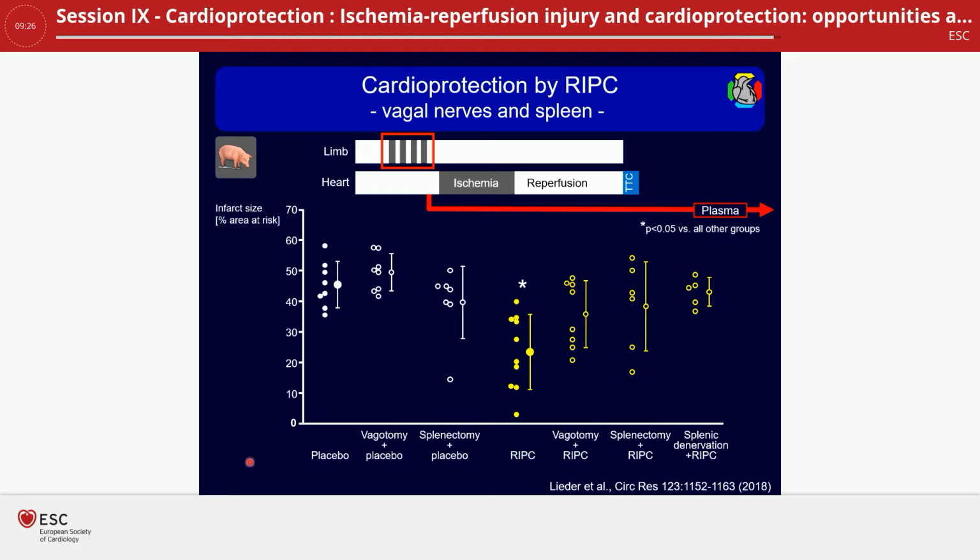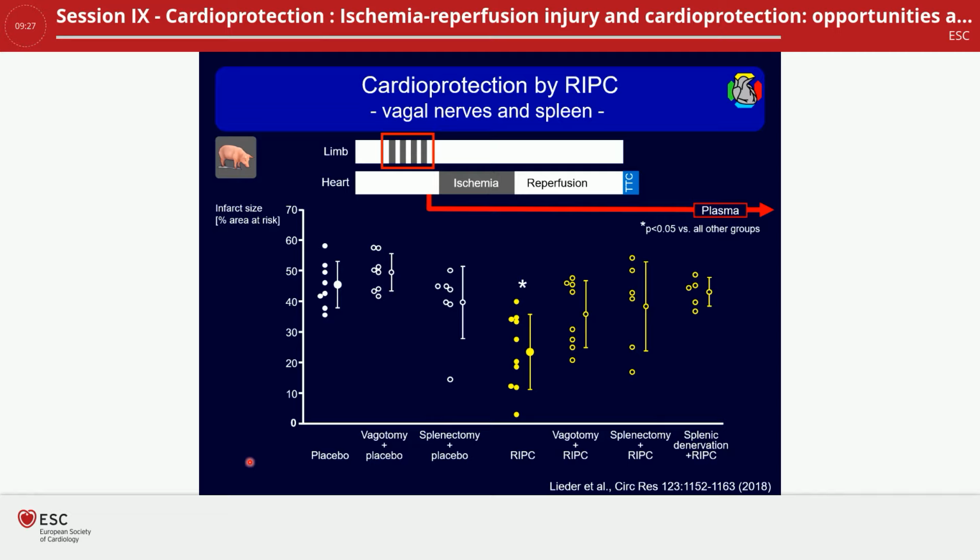And finally, more interestingly, if you did not remove the spleen, but just surgically denervated the spleen, that is the right part of the slide, it also abrogated protection. So there is a neuronal component, there is a splenic component, and apparently the spleen needs to be innervated to actually exert the protection. And again, we did the same thing.